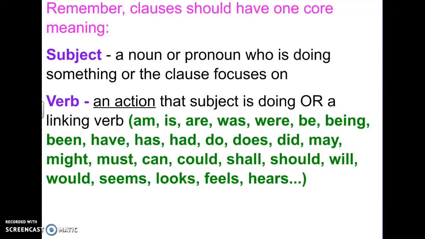Remember, clauses should only have one core meaning. It always has to have a subject, which is a noun or a pronoun doing something, and it has to have a verb, which is either an action or it's one of these cool linking verbs that is in the sentence.